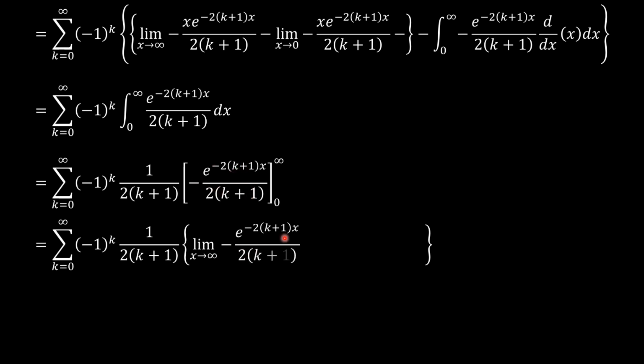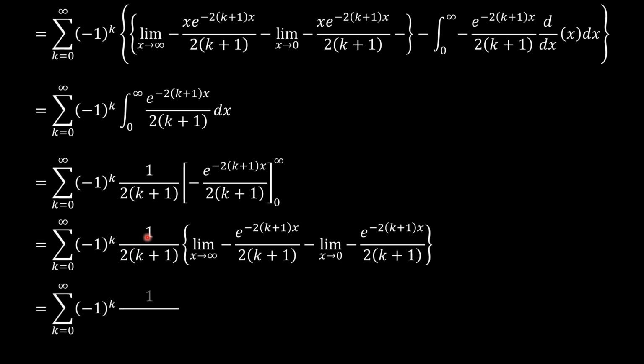As x tends to infinity, the numerator tends to 0. And here, as x tends to 0, this tends to negative 1. So 0 minus negative 1 becomes 1 over 2k plus 1. So this 1 over 2k plus 1 times 1 over 2k plus 1 here becomes 1 over 4 times k plus 1 squared.